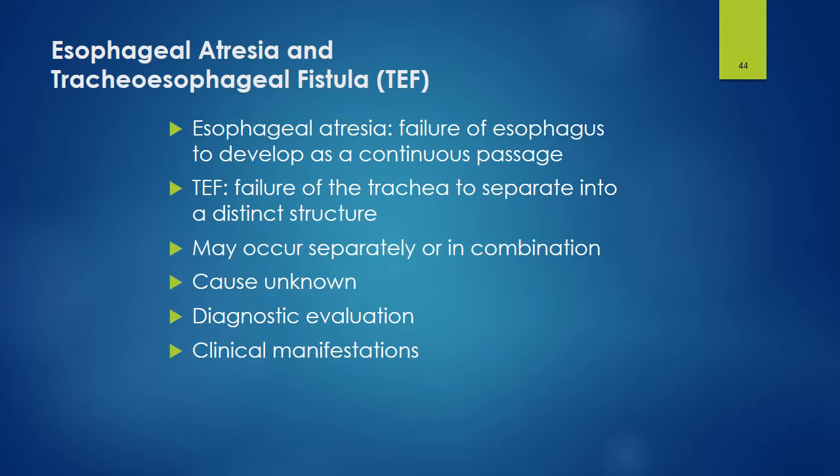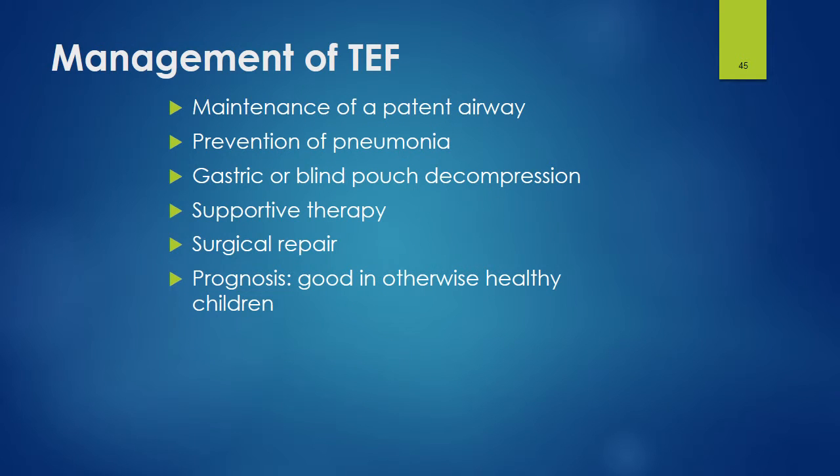The 3 C's of tracheoesophageal fistula are coughing, choking, and cyanosis. Other manifestations include excessive salivation and drooling, apnea, increased respiratory distress during and after feeding, and abdominal distension. Management of TEF includes maintenance of a patent airway, prevention of pneumonia, gastric or blind pouch decompression, supportive therapy, and surgical repair. The prognosis is good in an otherwise healthy child.